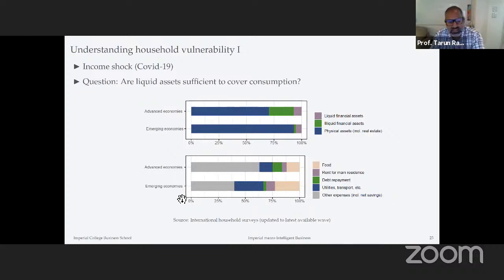Now you can see in advanced economies also that consumption, because we've married these data to consumption data in this most recent analysis, you can see that in emerging economies, food is a larger share of aggregate expenditure for the household. You can see that utilities and transportation is as well. Okay, rent is a larger fraction of the household balance sheet. Debt repayments tend to be lower, but then other expenses, including net savings, tend to be lower as well. And in advanced economies, you can see the patterns here.